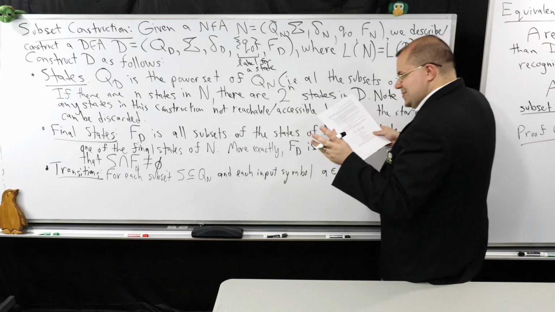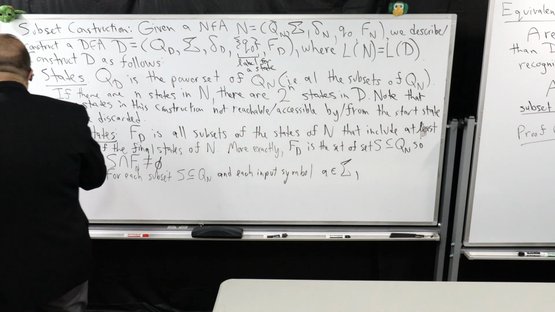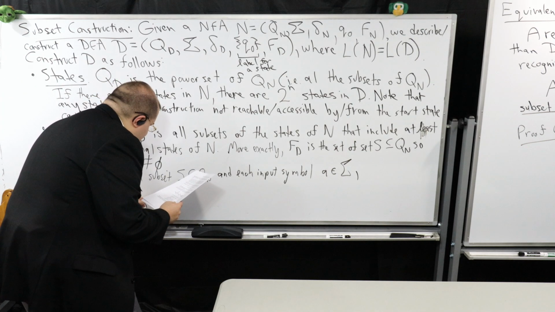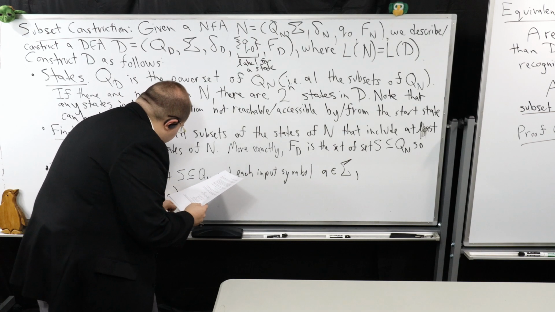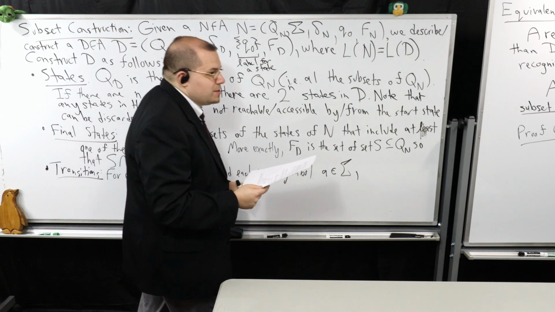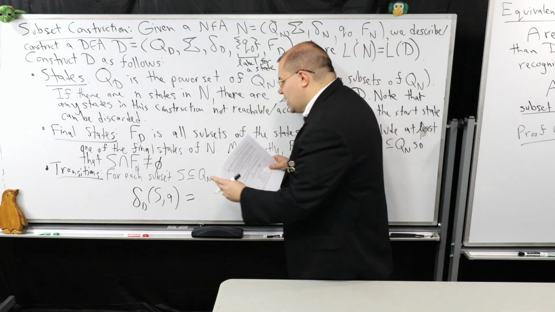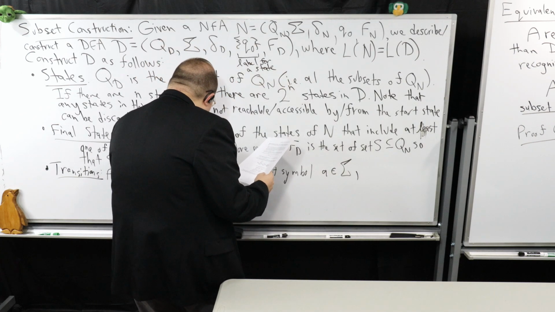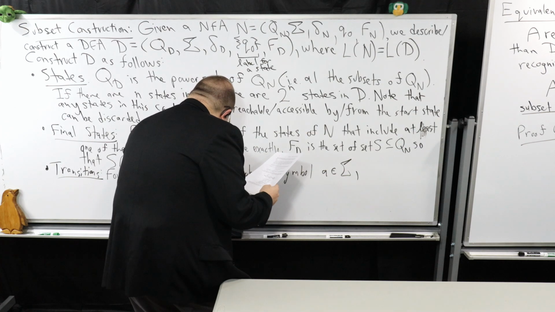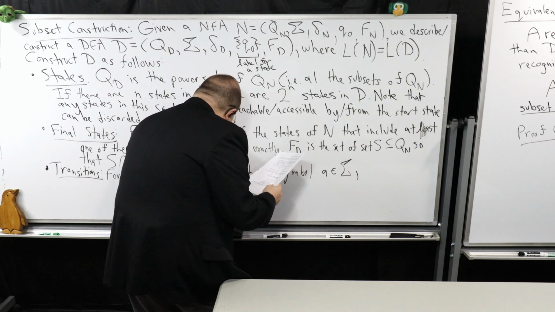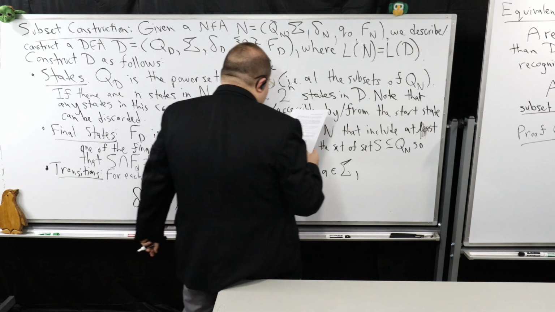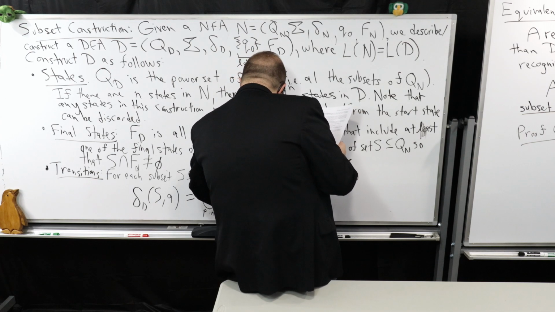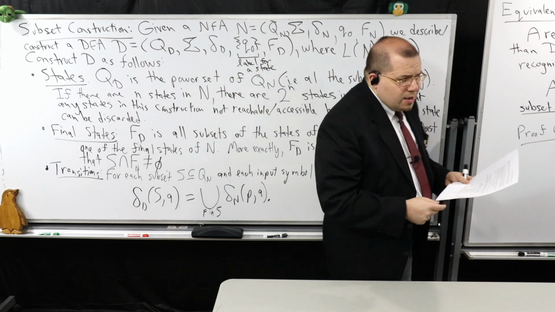what we're going to do, now this is going to look a little ominous at first, but I assure you there is a plain and easy way to understand what I'm going to write here. Delta D of S, A. This should look a lot like how I built the NFA transition function. So delta D of that subset given the symbol A is going to be the union of each P in S of delta N of P, A.